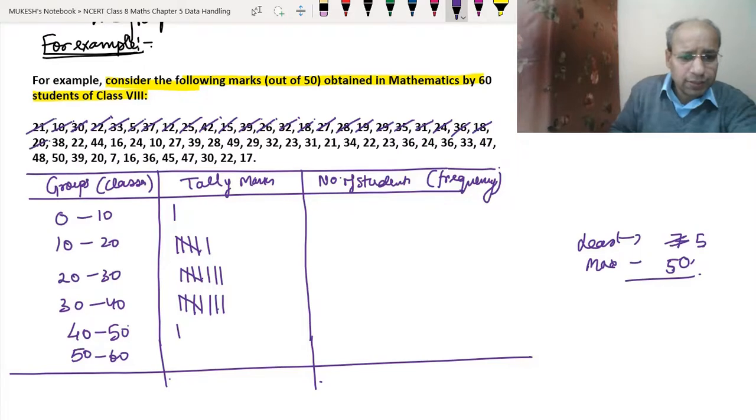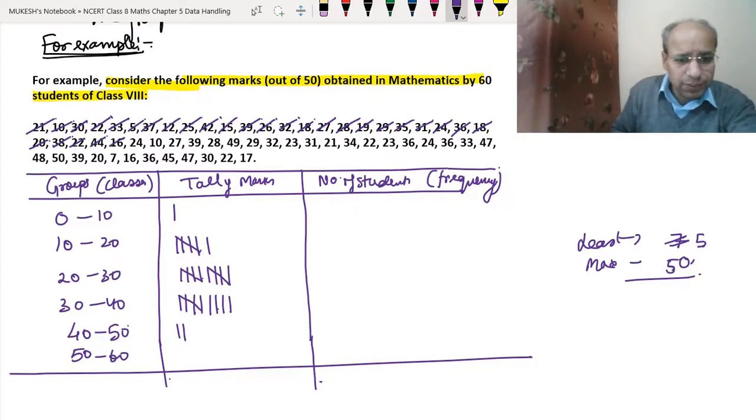Then 20 will come here, not here. Remember, okay, it will come here. 38 will come between 30 and 40. 22. Now between 20 and 30 we have already made the 4 more lines, so we will make the block here. Then 44 will come between 40 and 50.